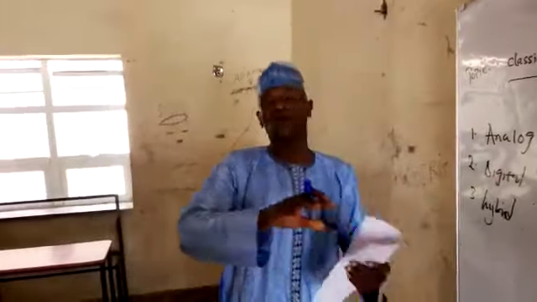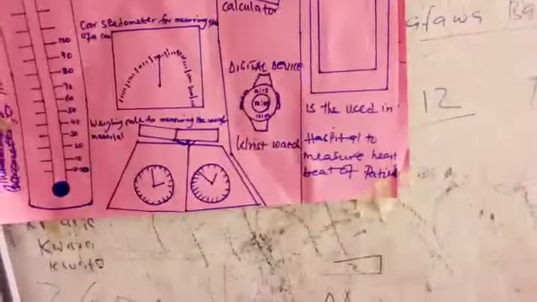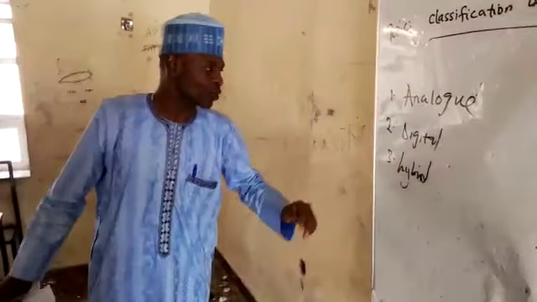So class, that is the topic we discussed. Any question to be asked? Hybrid computer is the kind of computer that we use in hospital in order to measure the heartbeat of the patient. Next. Yes? The differences between analog and hybrid computer.